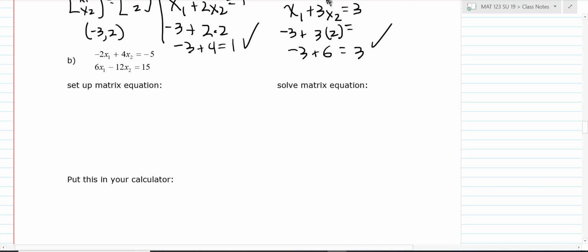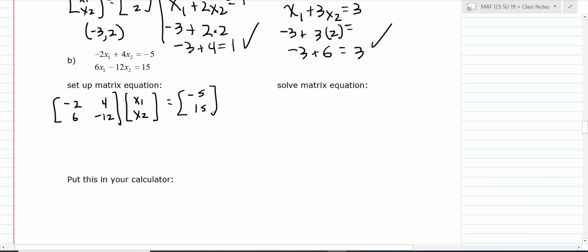Okay, so this one will set up the matrix equation. So that's going to be -2, 4, 6, -12. And then -5, 15. Coefficient matrix. So we got x1, x2. That's equal to -5 times 15. Okay. And again, we're going to solve like this. I'm going to go through the steps of solving.